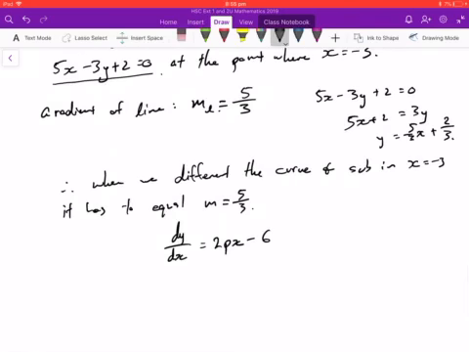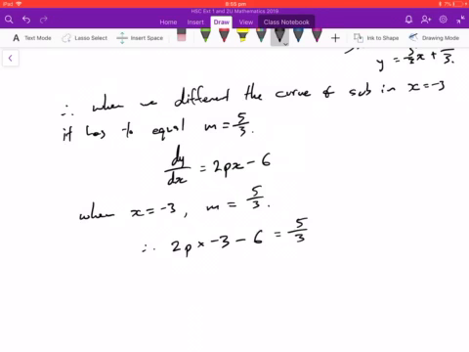Now, when x equals minus 3, what I just said was m is equal to 5 on 3. Therefore, 2p times minus 3 minus 6 has to equal 5 on 3. This is now an equation in p which we solve. Minus 6p minus 6 equals 5 on 3. We add the 6, so minus 6p equals 23 on 3, and p is equal to negative 23 on 18. And that's the value.